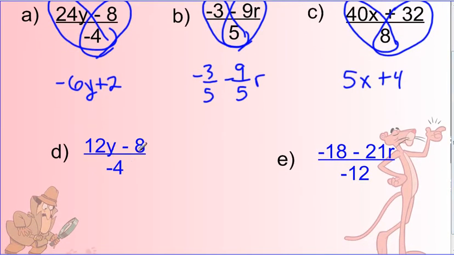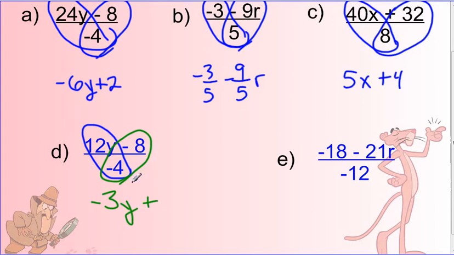Okay, letter D. Well, let's see. We're going to take this and do this division first. So 12y divided by -4. 12 divided by 4 is 3. The signs are different, so the answer is negative. Don't forget your y. And then this part, -8 divided by -4. The signs are the same, the answer is positive. 8 divided by 4 is 2.